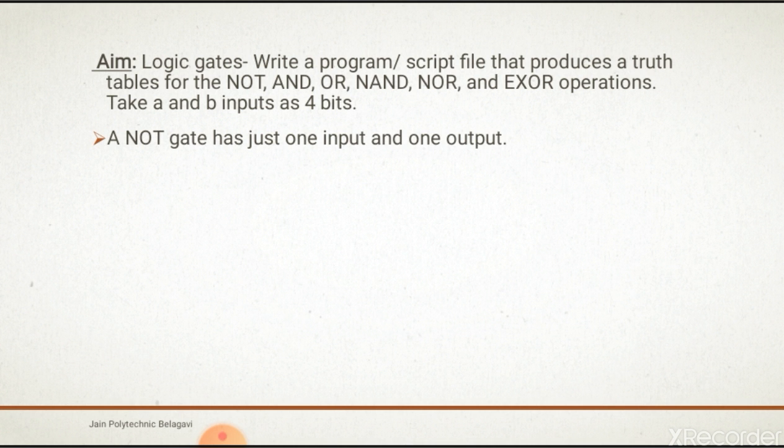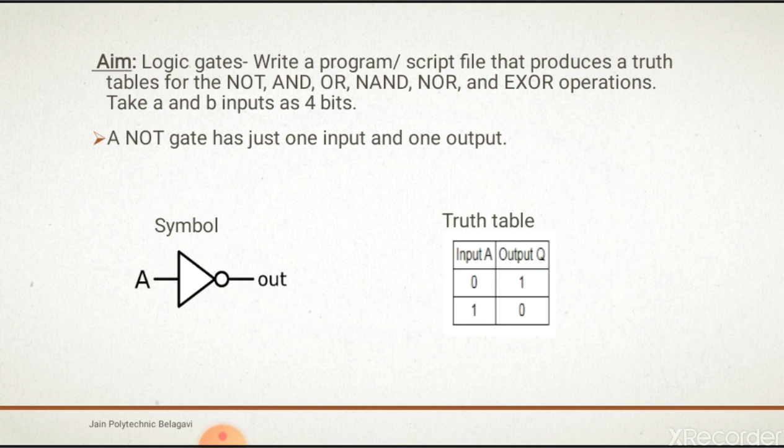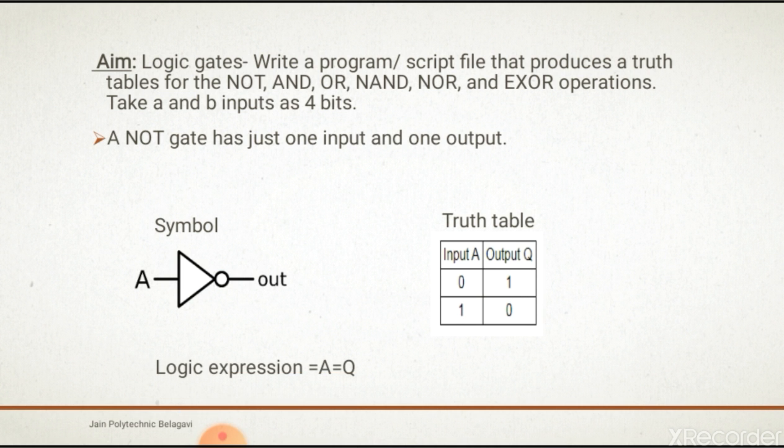First one is a NOT gate. It has just one input and one output. Symbol of NOT gate. Truth table: input 0, output will be complemented, that is 1. Input 1, output is complemented, that is 0. Logic expression, Q is complement of A.